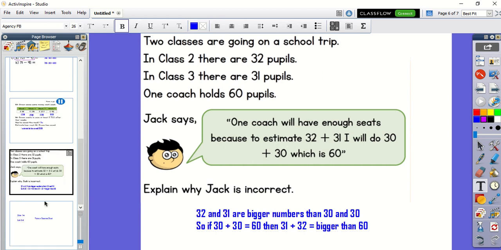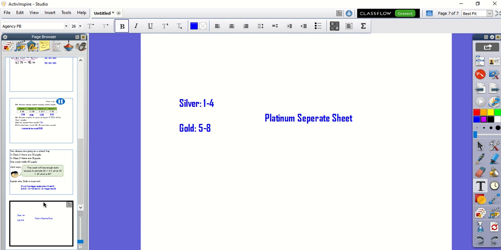So, today, questions 1 to 4 are silver, gold is 5 to 8, and platinum is on a separate sheet.